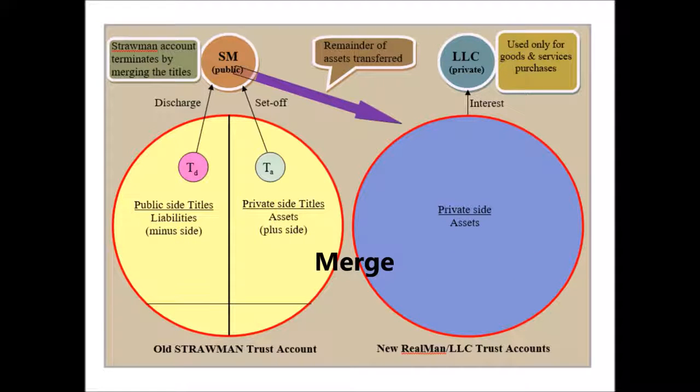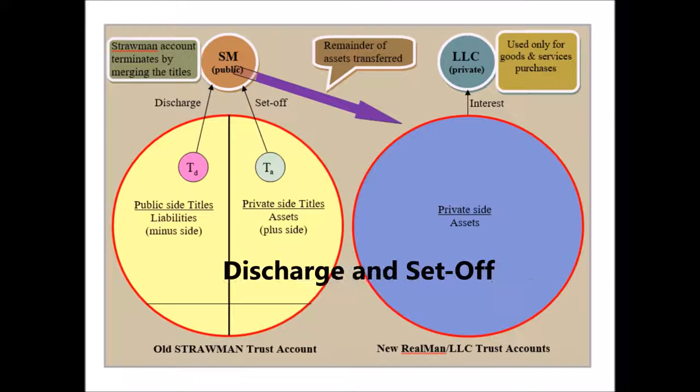Now what we've done is we've settled the accounts. In effect, we're closing it. You've got the assets equaling the debts. And what happens when you take a minus and a plus and bring it together? Well, it discharges on the public side and it sets off on the private side. You bring the account to zero. But here's the thing. One penny of real money, lawful money on the private side will discharge all debts, all fiction money on the liability side.